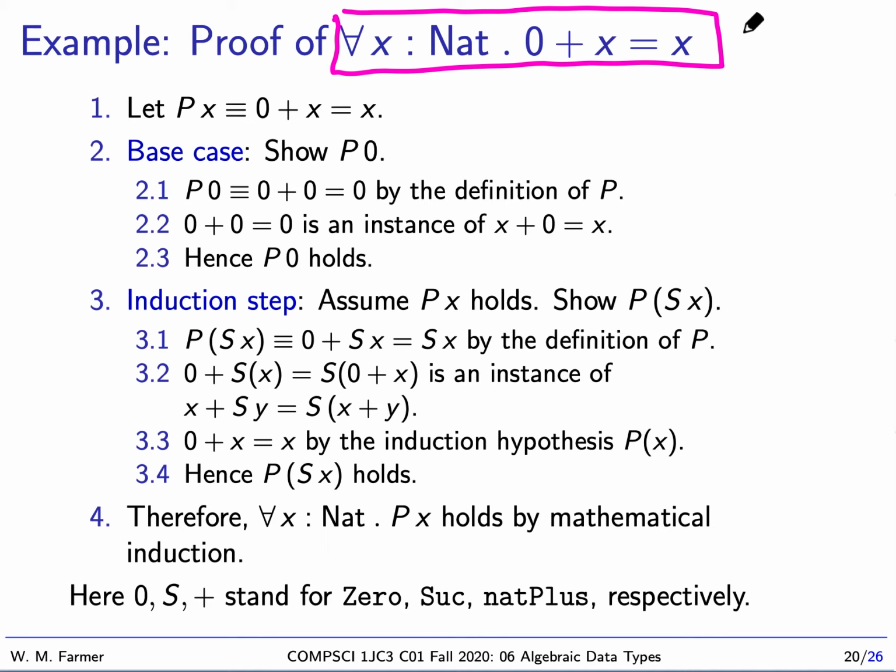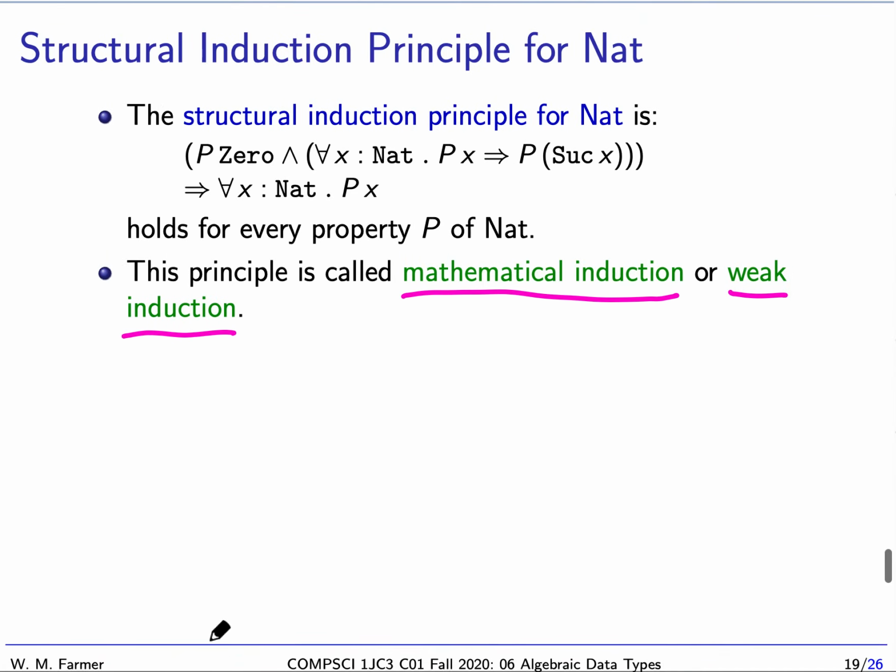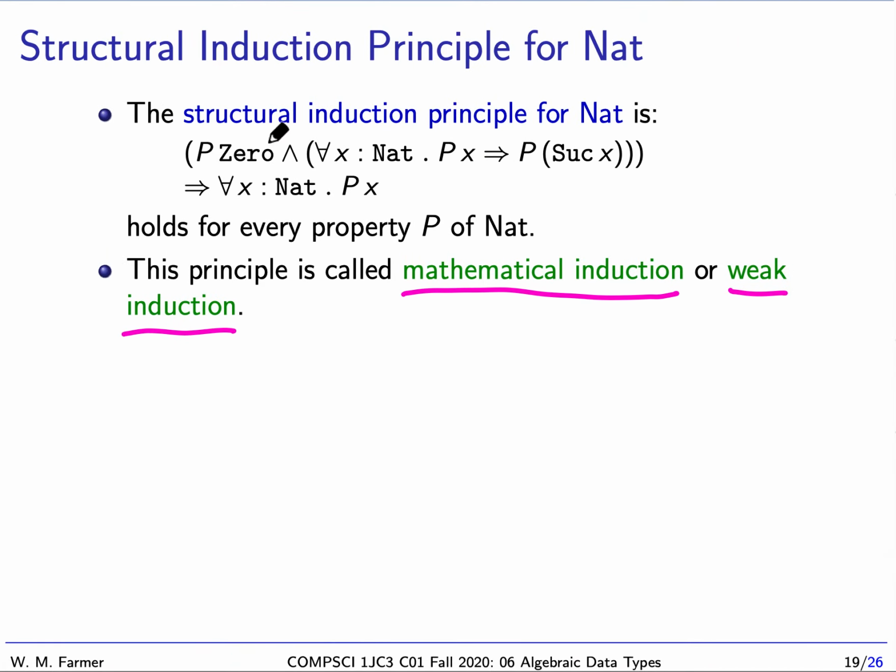And instead of writing out 0 and succ and nat plus, I'm going to use these symbols because it's more compact. Okay, so let's just go back to our principle. I have two things to prove. This is what's normally called the base case. This is called the induction step. I have to prove those two things. And I also have to decide what P is, what my property is.